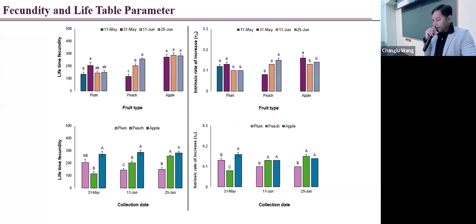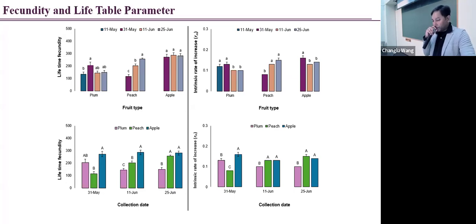Now here you can see the fecundity. But in fecundity, if you see the plum fruit in the left figure, the earlier stage one in May 11, the fecundity is similar to the next one, and that means the later season. But on 31st May, it becomes significant compared to May 11. But later, it goes down actually.